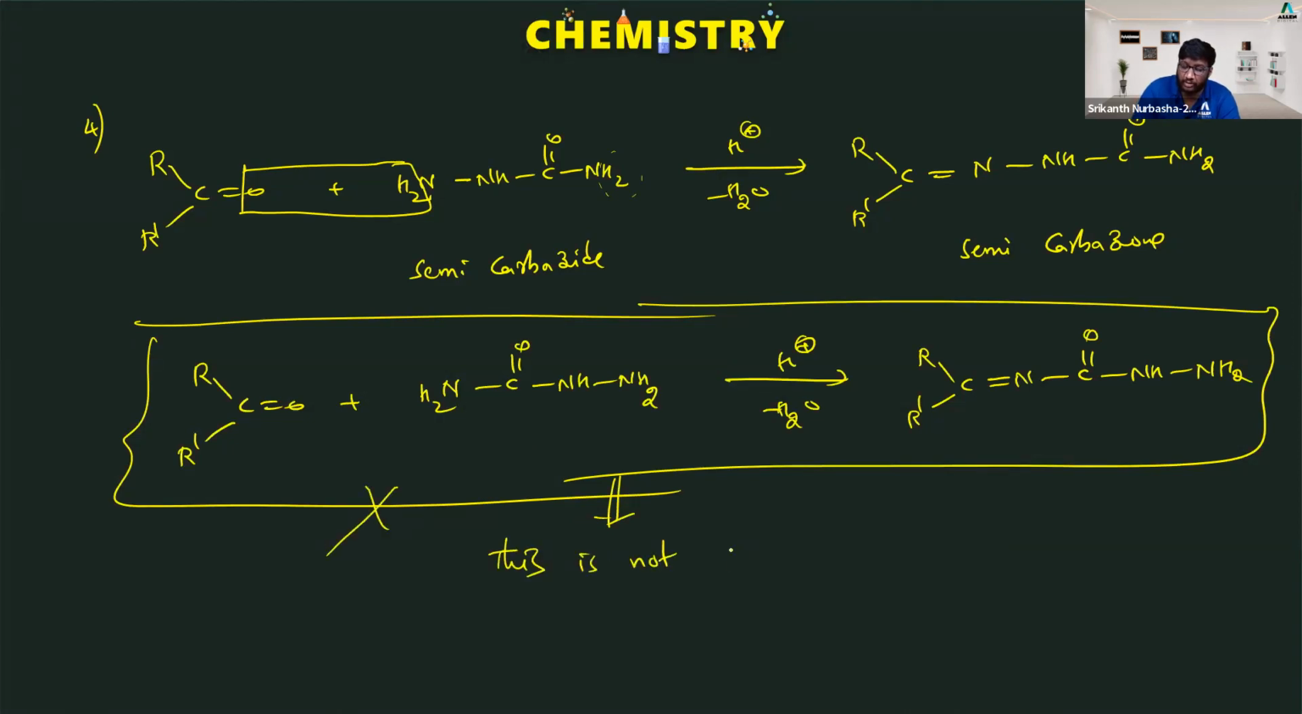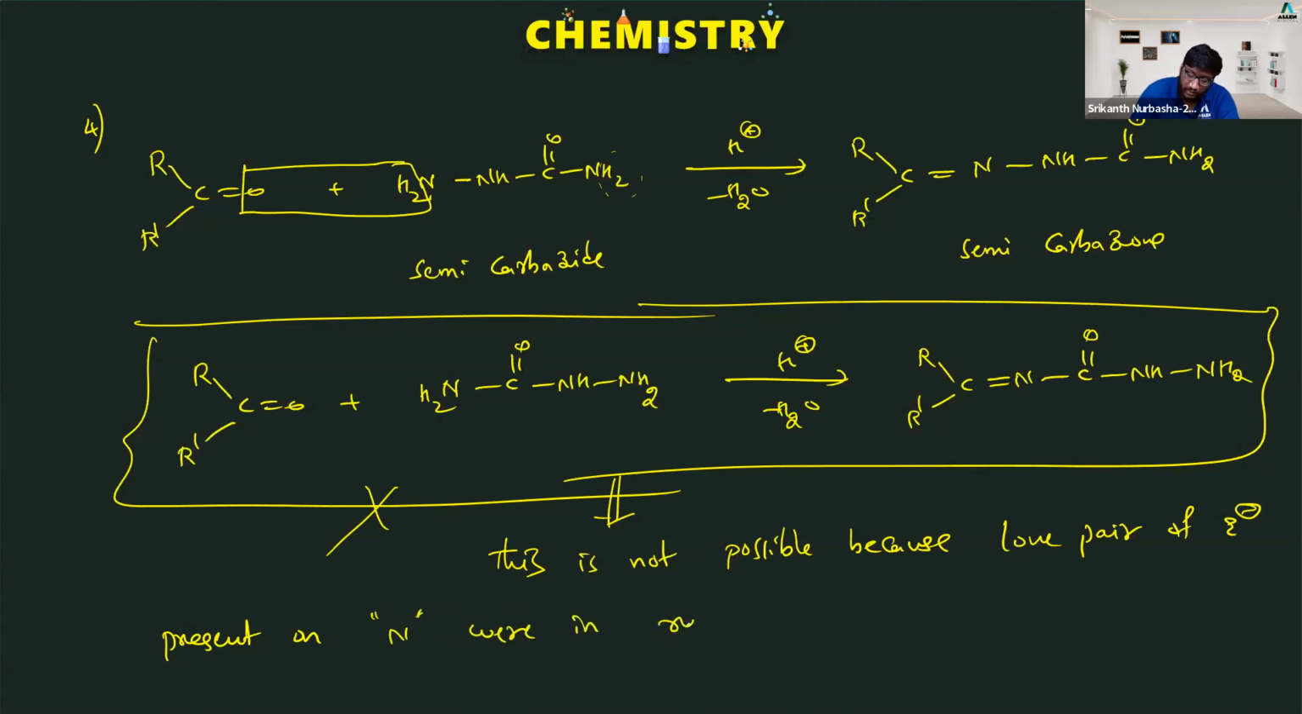This is not possible because the lone pair of electrons present on nitrogen were in resonance with the C double bond of pi electron density.